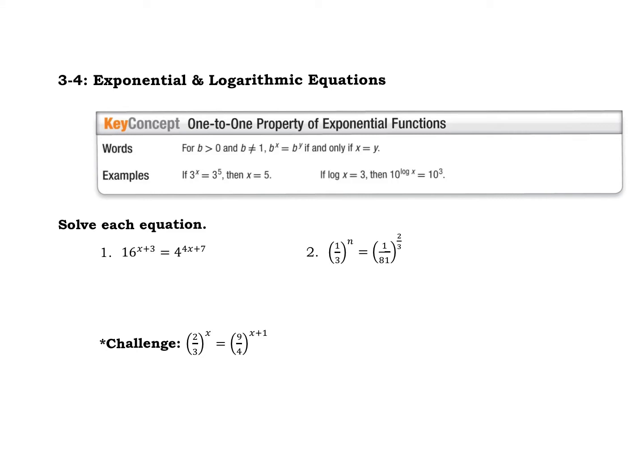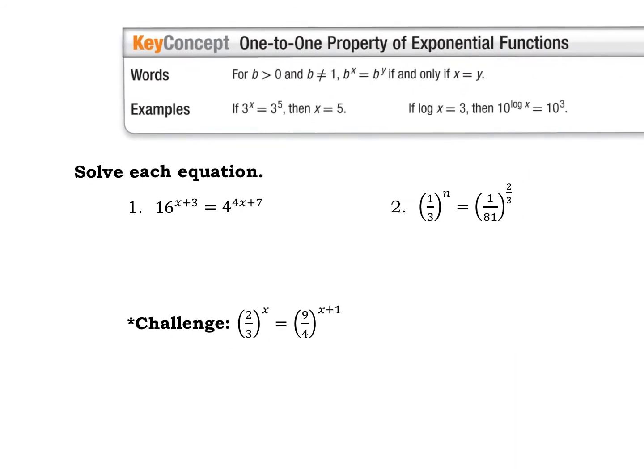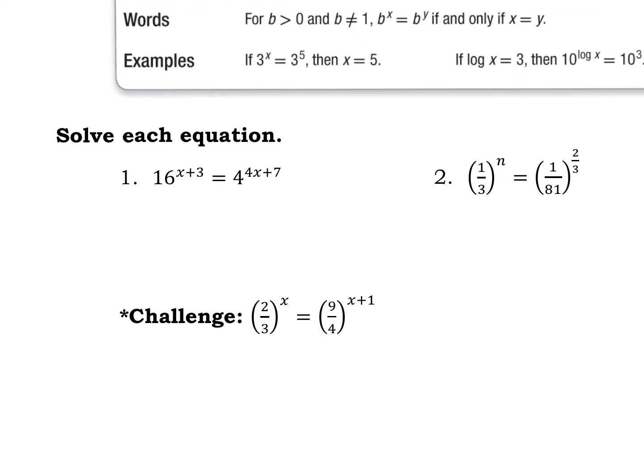All right, so quick review of how to use the one-to-one property with exponential functions, but then we're going to use that in order to solve logarithmic equations. So that's our main goal today, is we're going to look at how to solve logarithmic equations. Then tomorrow, day 2, I guess I should say, we'll look at exponential equations, ones that are more complicated than this. So keep in mind, we're not going to actually look at this challenge problem yet, or number 2. I'm just going to do one quick example here.